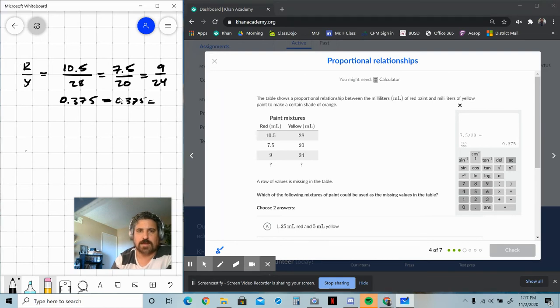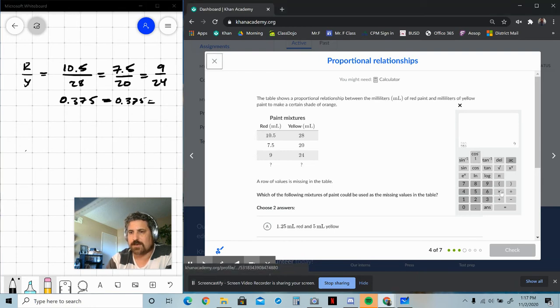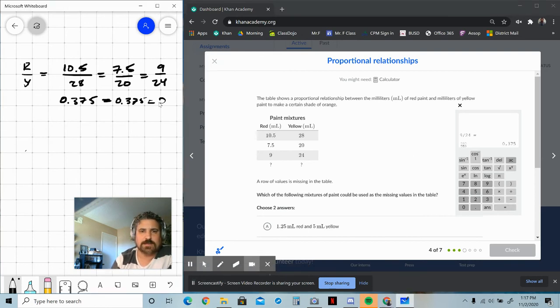And obviously 9 over 24 then should be the same. And it is. I'm just going to prove it to you guys. 9 divided by 24 is the same, 0.375. So what you can see there is that no matter how you work with these ratios, the mixture is always staying the same. And the orange hue will always look the same because it's got the same proportion of red and yellow mixed together as a ratio.